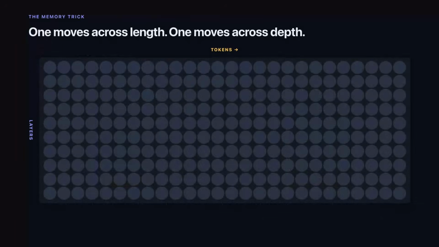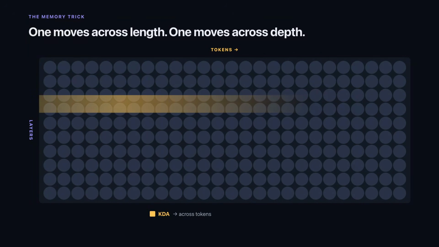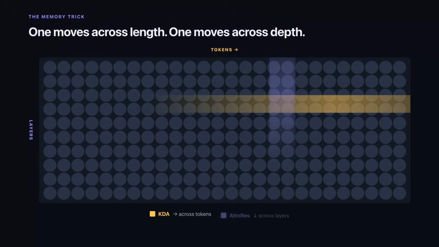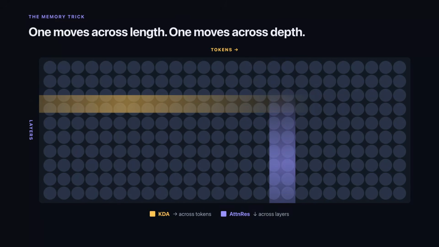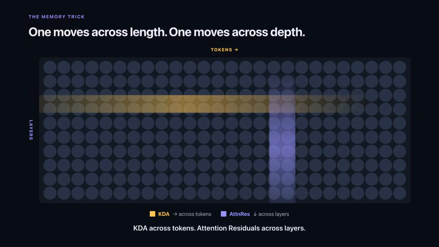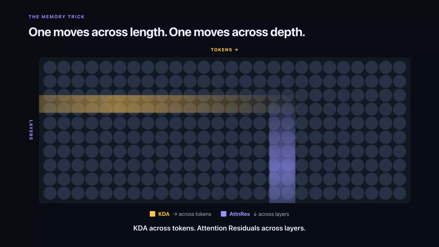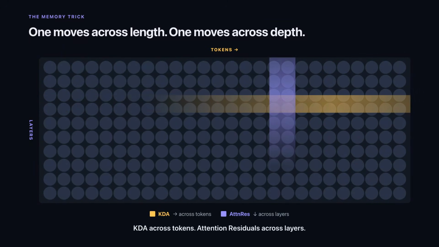Here's the easiest way to remember these two ideas. KDA improves information flow across length, across lots of tokens, left to right. Attention residuals improve information flow across depth, across lots of layers, top to bottom. KDA across tokens. Attention residuals across layers. If you remember that, you've understood one of the most important ideas in K3.